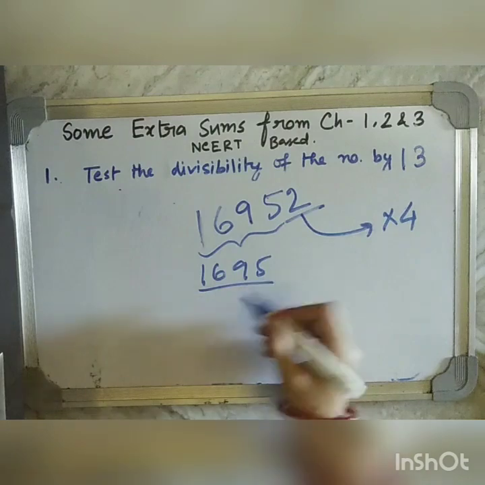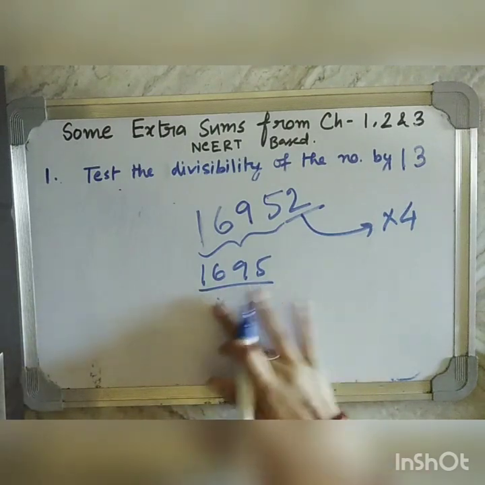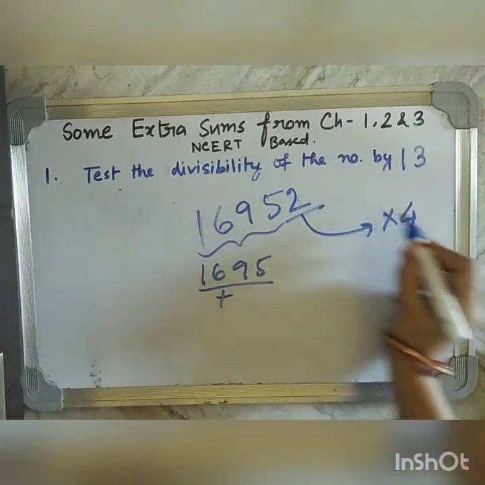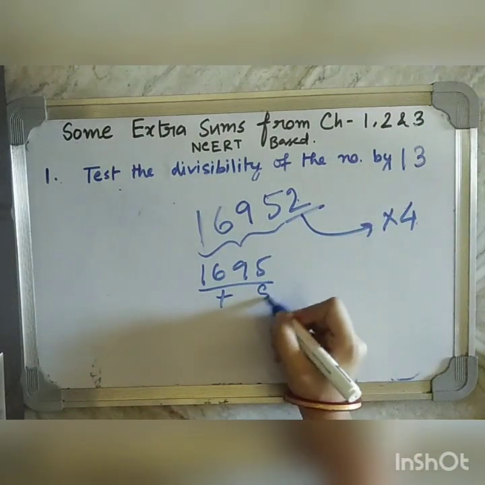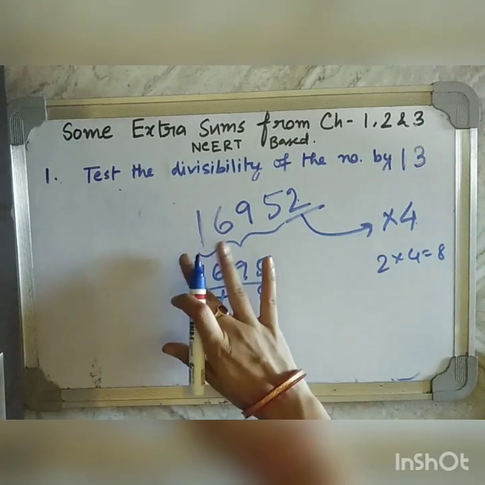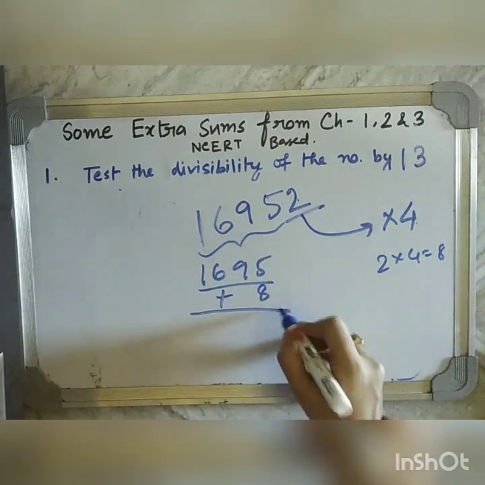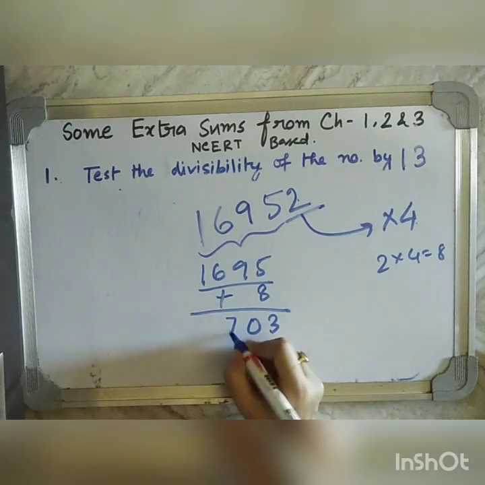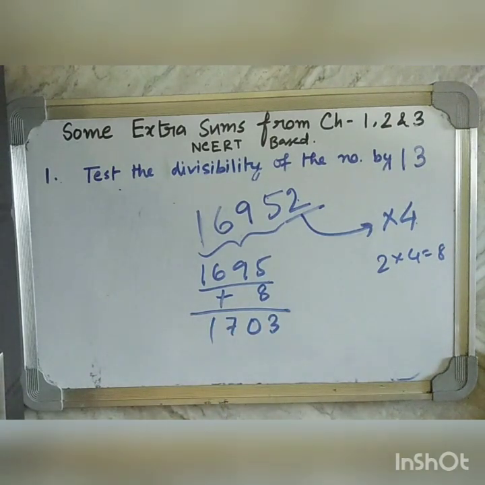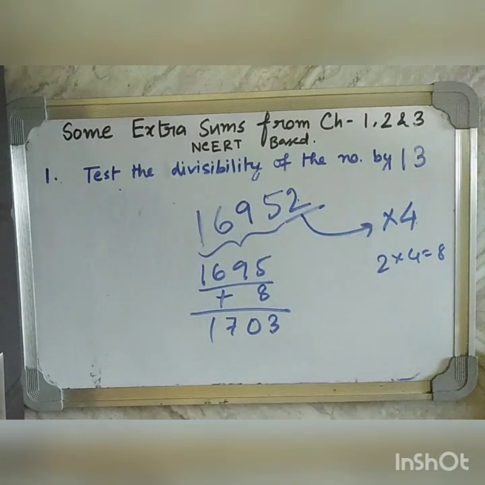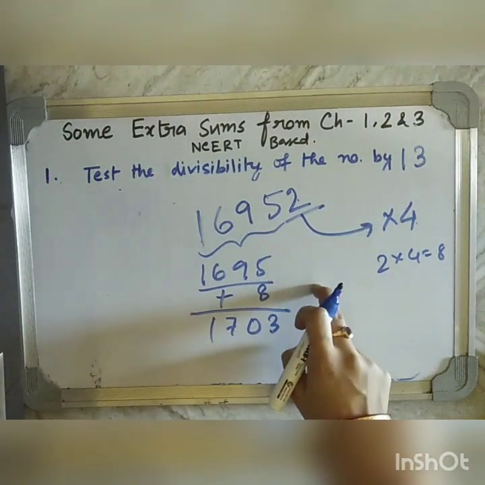These numbers will be added to the product of the unit place digit and 4. So we are getting 2 into 4, that is 8, and the remaining digits are 1, 6, 9, 5. We will add these all. 1703 is coming. So see, here we have got 5 digits. Here we have applied the divisibility rule of 13.